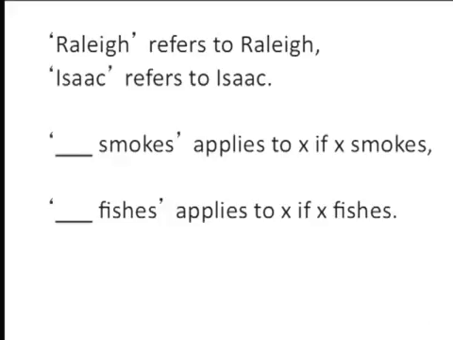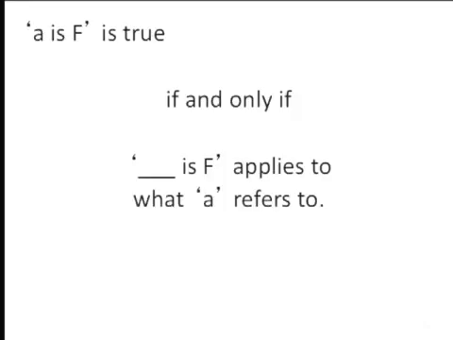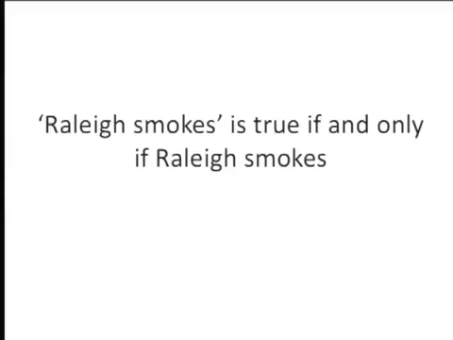So we join it up by saying, if you get a sentence of the form A is F, then that's true if and only if is F applies to what A refers to. None of this is controversial. If I'm explaining this correctly, it should still be laboring the obvious. Does that make sense? Okay. Then how does it go for Raleigh smokes?